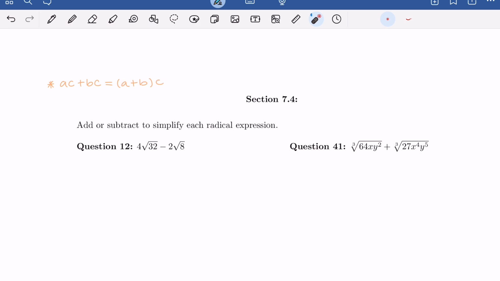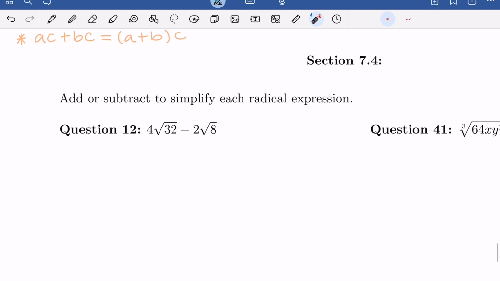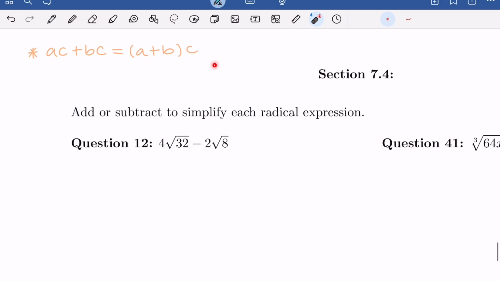All right, so let's look at our first example, question 12. Now, we want to subtract these two terms, but notice we have the square root of 32 and the square root of 8. Using our distributive property, if these square roots were the same, we could pull them out and then just take the sum of the numbers in front of our square roots. But these aren't the same. So what we're going to try to do is rewrite this square root to look like this one. We can do so using the fact that 32 is the same thing as 8 times 4.